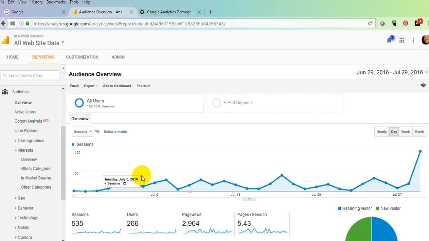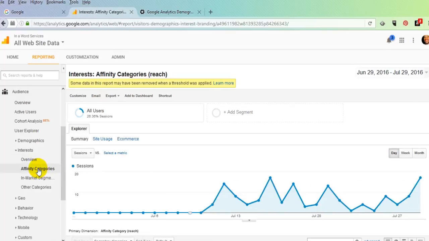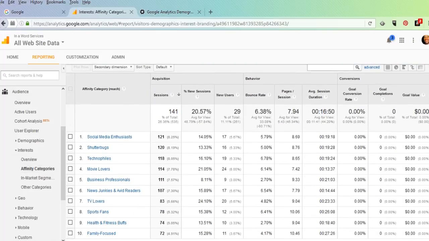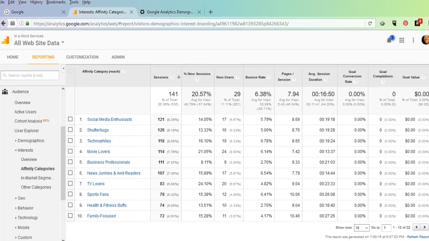But with these reports, this is telling me pretty much that I am on target with reaching the people that I want to reach. It tells me how many people, and see, if you look at this, it tells you how many people in each category I'm reaching. It tells me their bounce rate. It tells me how long they're staying on the website, how engaged they are.